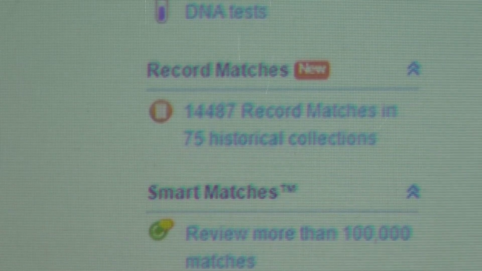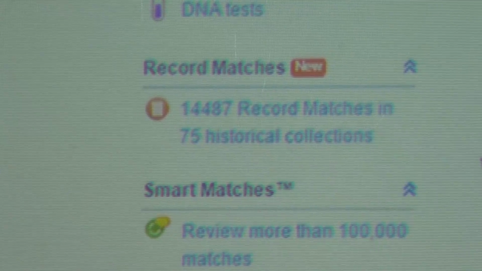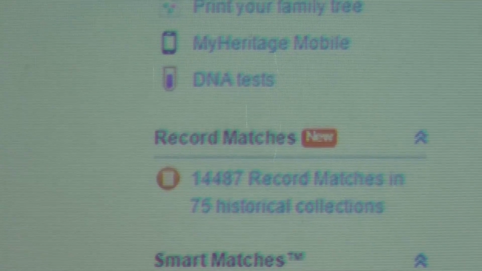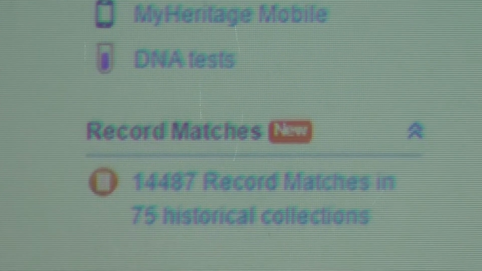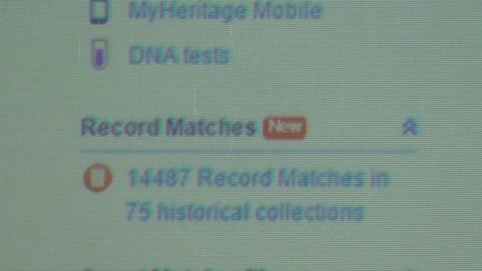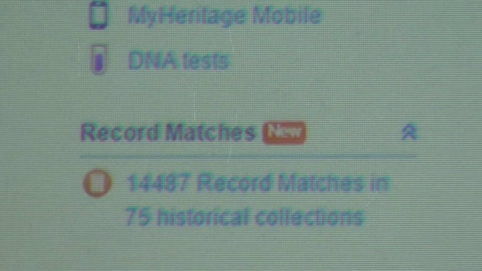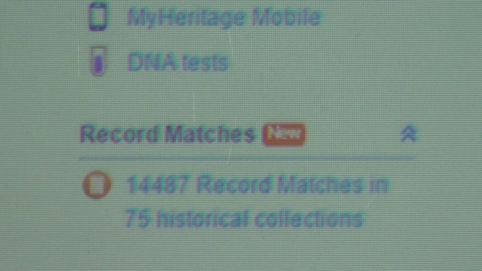The next one are the record matches, and this is what we're really interested in, because they're doing research for us. And whether or not they find a record match in their program, meaning one of these four programs or any other program, is dependent on what kind of records they have. If they don't have the records for where your family is located, it's not going to do you any good.